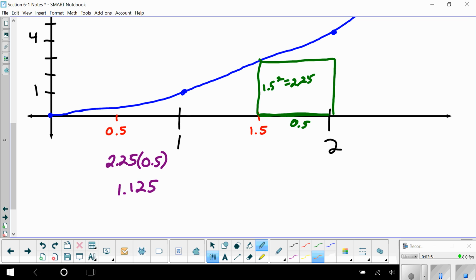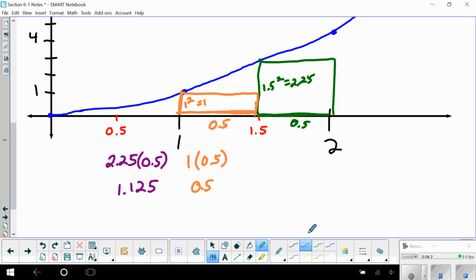I then can move over to the next one. My next rectangle will be between 1 and 1.5. Because I'm doing LRAM, the 1 determines the height. So I go up until I hit the curve, and that's how high my rectangle goes. So it went up 1 squared, which is 1. So my second rectangle has an area of 1 times a width of 0.5. So I have an area of 0.5.